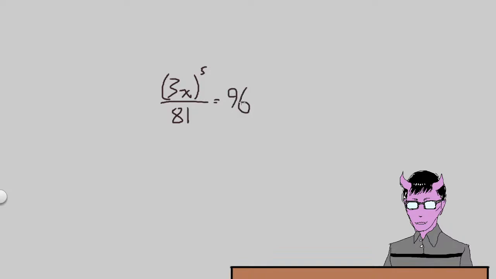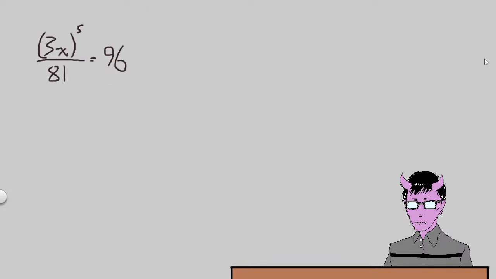So we have 3x quantity to the power 5 over 81 is equal to 96. Now, we could sit here and multiply the 81 to both sides, but let us not do that. At least the problems I make, I try to avoid tedious computations like this one. It's very unnecessary. So instead, I'm going to leave it as 81 on both sides. Recognize the 81? It's probably base 3. We probably want to change it to base 3, right?